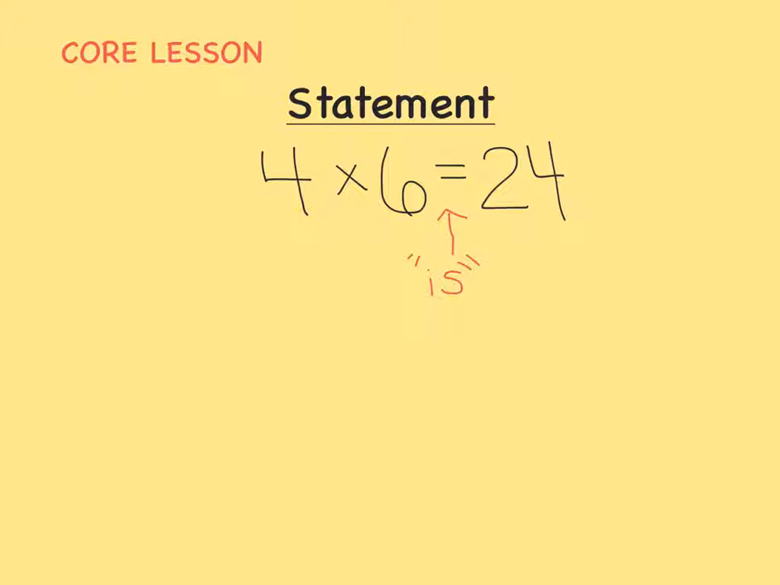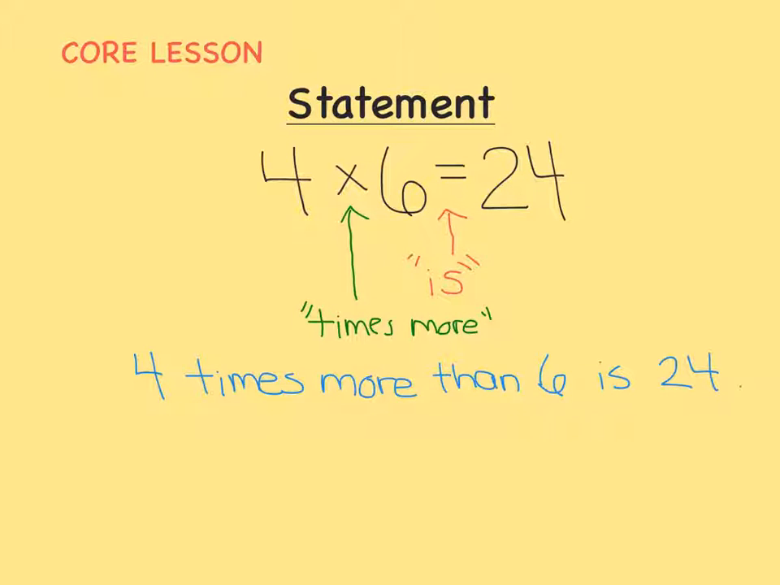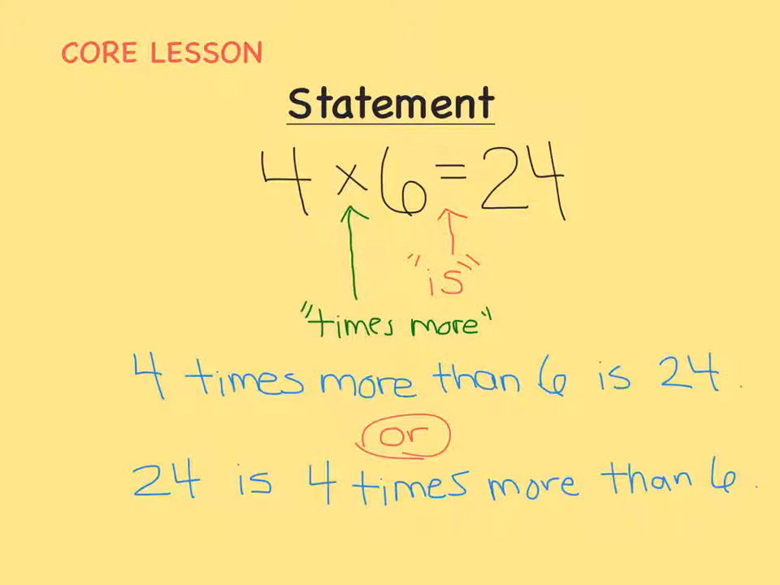Next, let's figure out how to put this multiplication problem into words. Instead of saying equal, we can say the word is. 4 times 6 equals 24, or 4 times 6 is 24. They both mean the same thing. For the multiplication symbol, we'll want to say times more. 4 times more than 6 is 24. Or we could switch it around and say 24 is 4 times more than 6.